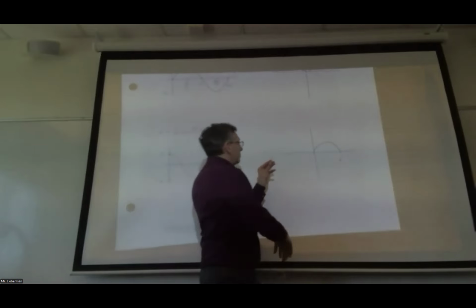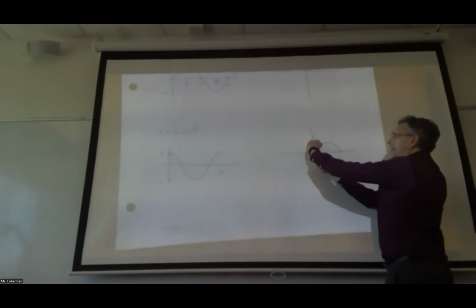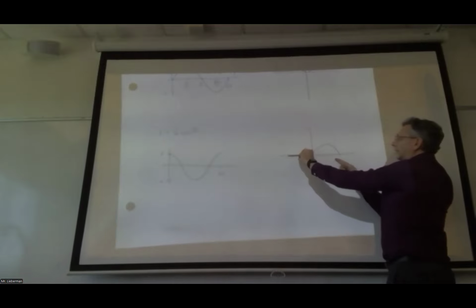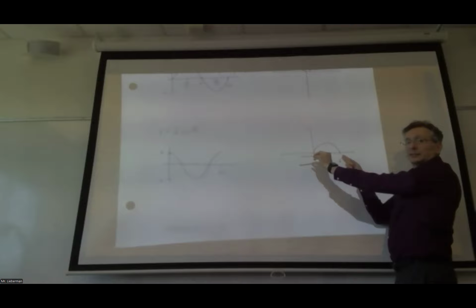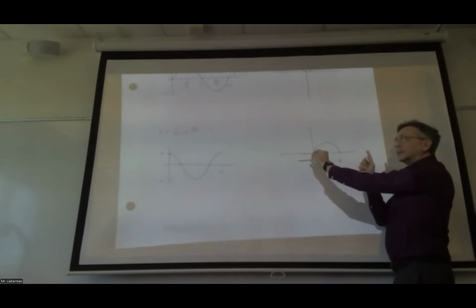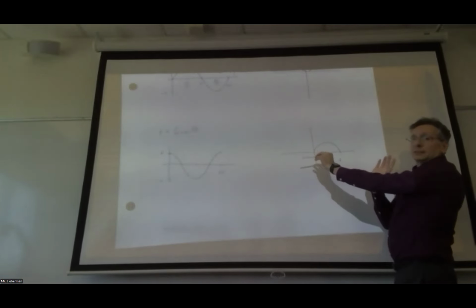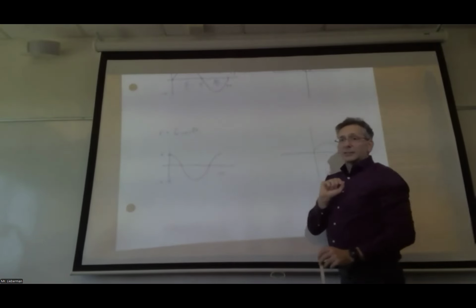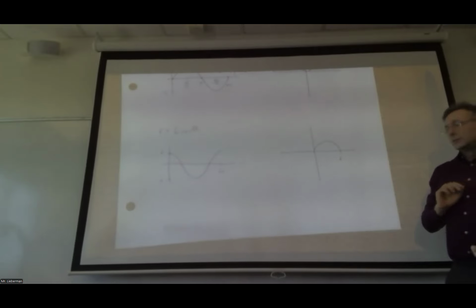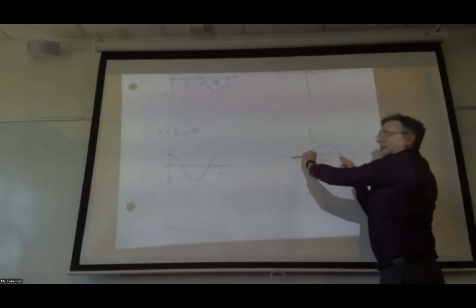As we go from pi/2 to pi, the radii end at -6. The r is -6, the theta is pi. So it's coming out this direction. Bam.